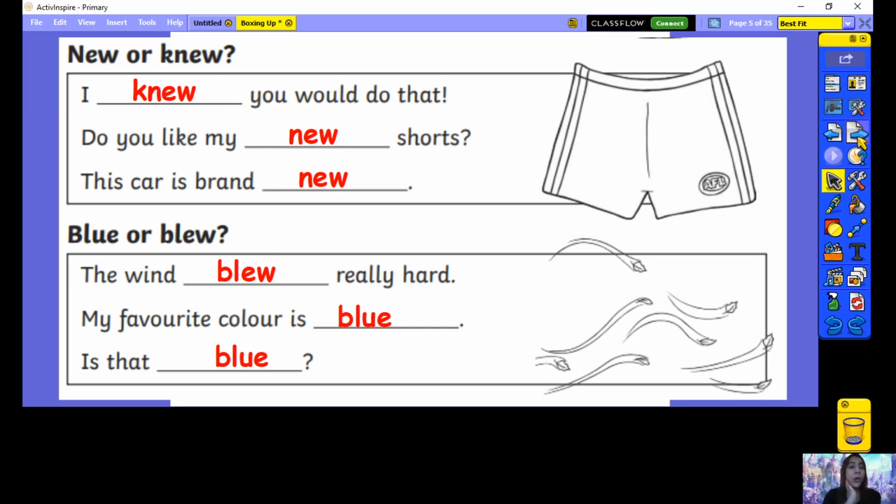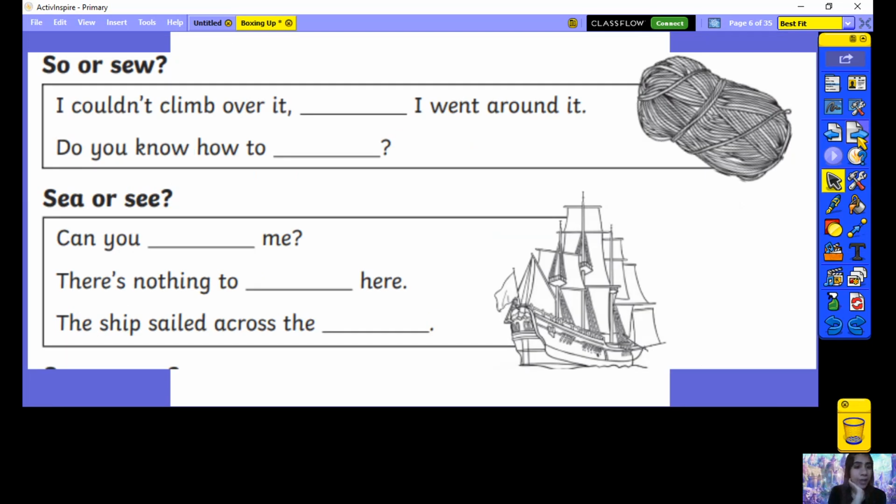Okay, so now we have 'so' or 'sew'. Only 2 options here, so you just have to write 1 and 2. 2 sentences, I should say. So the first, 'so' spelled S-O is the conjunction. 'Sew' with S-E-W is the verb to sew with a needle and thread. So the first one, I couldn't climb over it, so I went around it.